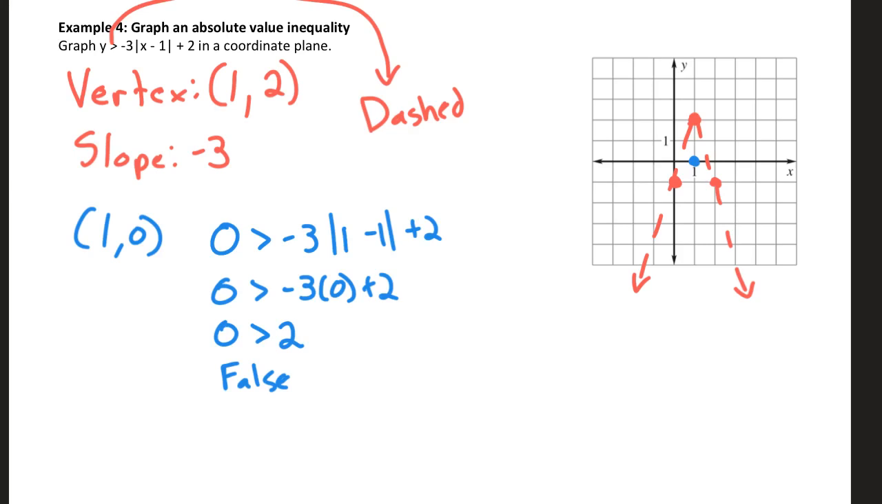I'm basically going to shade outside of that V shape. So I'm going to shade everything above my upside down V, because that solution that we tested turned out not to be a solution at all. So I shaded outside of that V shape.